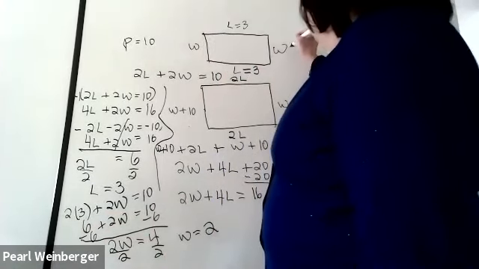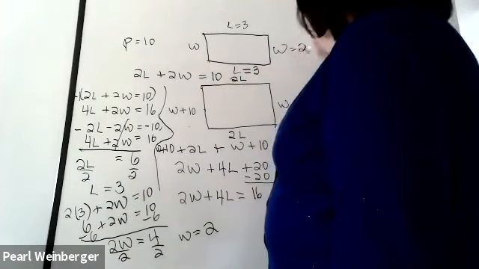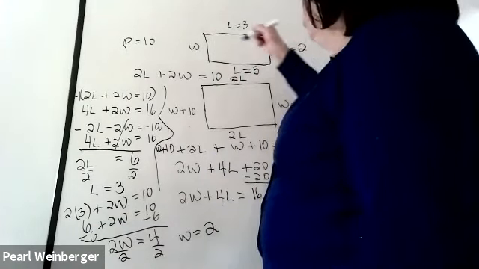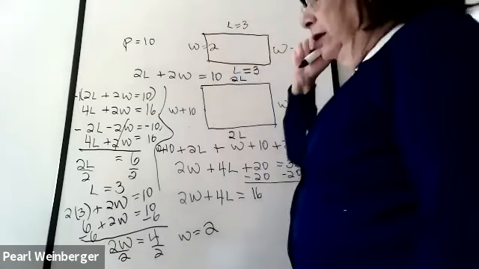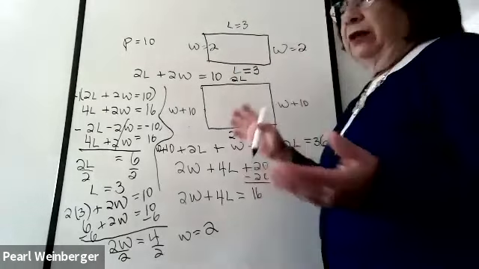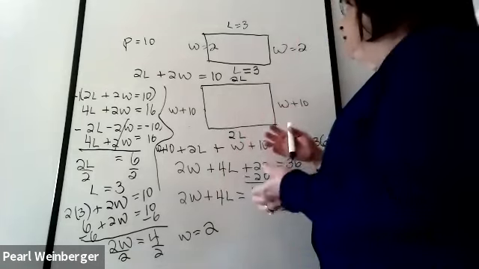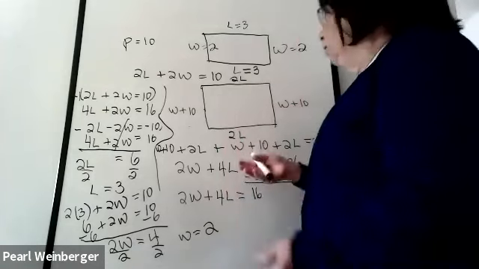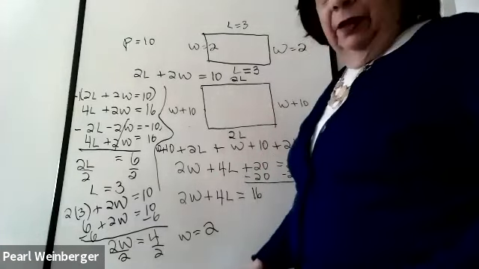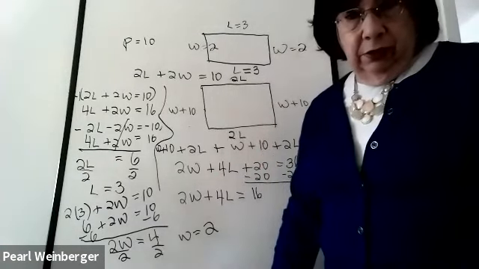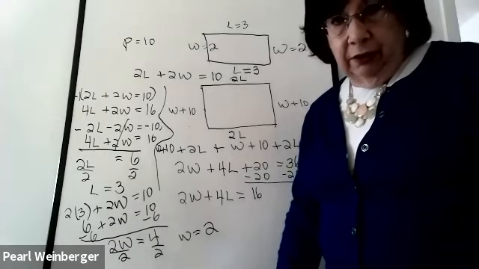So in my original rectangle, my original width is 2, my length is 3. They could have asked what are the dimensions, and you could have said the same thing. The length is 3 and the width is 2. Are there any questions about this one? This one was a little bit harder than the other.